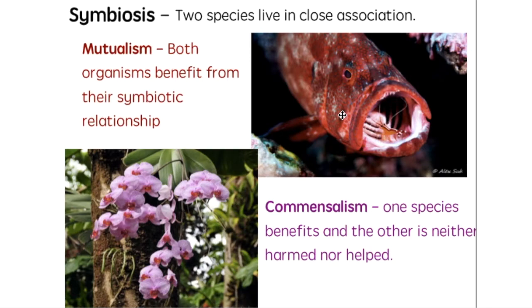Then we have commensalism. Commensalism is where one species benefits and the other is neither harmed nor helped. So here's an orchid growing on a tree. Orchids typically grow in rainforests, and rainforests have a lot of foliage that make it really dark down on the lower levels of the rainforest. So the orchid grows on the side of the tree. It's not choking out the tree in any way. It's getting closer to the sunlight so it can photosynthesize, and the tree doesn't really care.